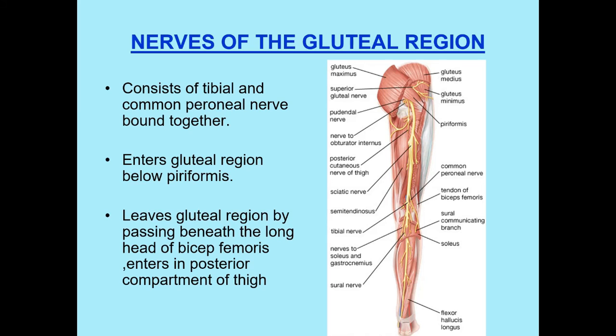The nerve in the gluteal region consists of the tibial and common peroneal nerves bound together. Enters the gluteal region below the piriformis. Leaves the gluteal region by passing beneath the long head of biceps femoris. Enters the posterior compartment of the thigh.